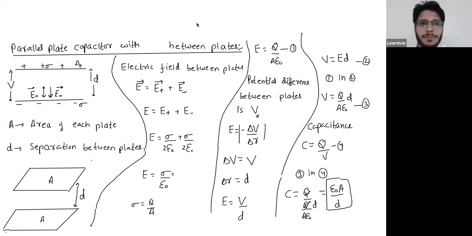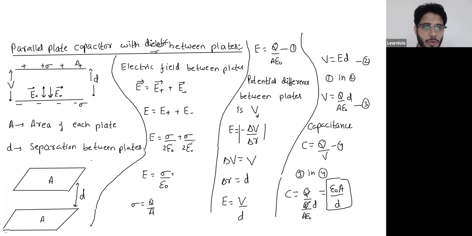Same derivation, I'm just making a very small change that instead of air in between the plates, you have a dielectric slab. Although air is a dielectric, the dielectric constant of air is 1. So I'm taking a dielectric other than air. Say I could put paper in between the plates of the capacitor.